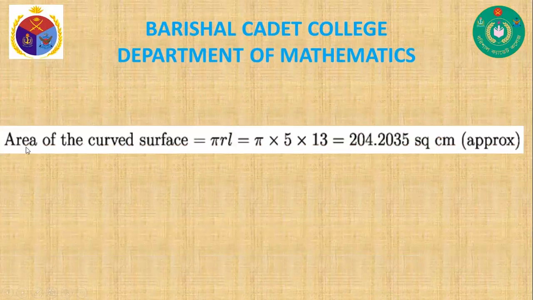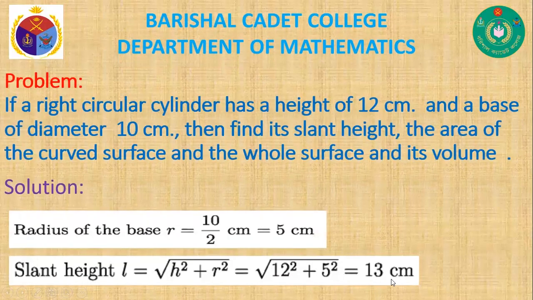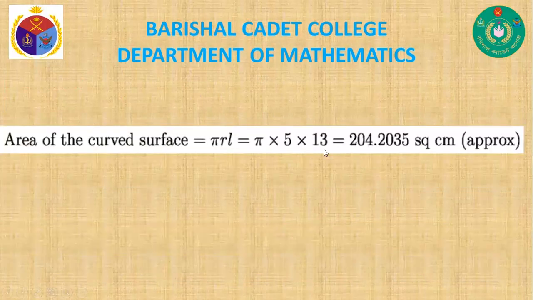Now, first of all, we will find the area of the curved surface. We have already learned that the area of the curved surface is pi r l. So here is pi. What is the value of r? We have already learned that the value of r is 5. And what is the value of l? We have calculated it here. The value of l is 13. So putting those values here and calculating with the help of a calculator, we get 204.2035 square centimeter. You know, the value of pi is 3.14.